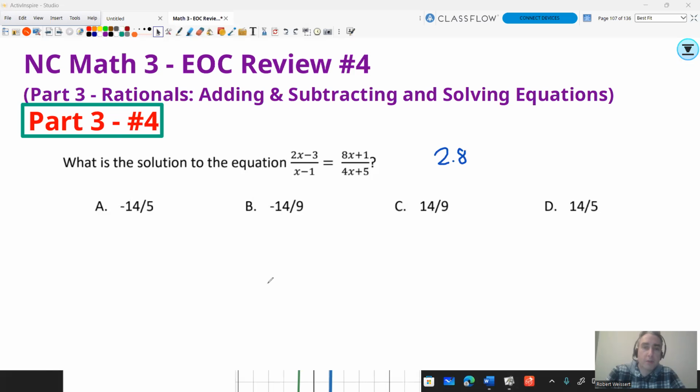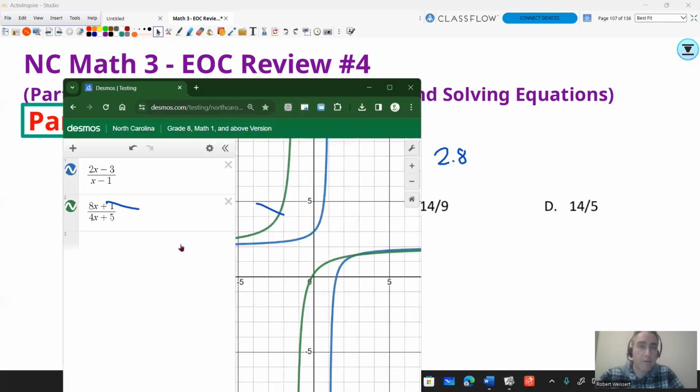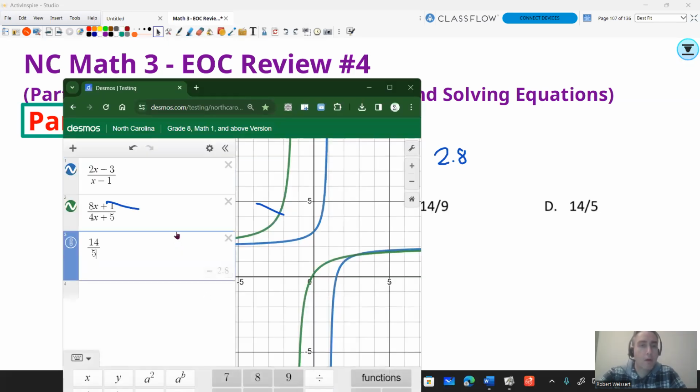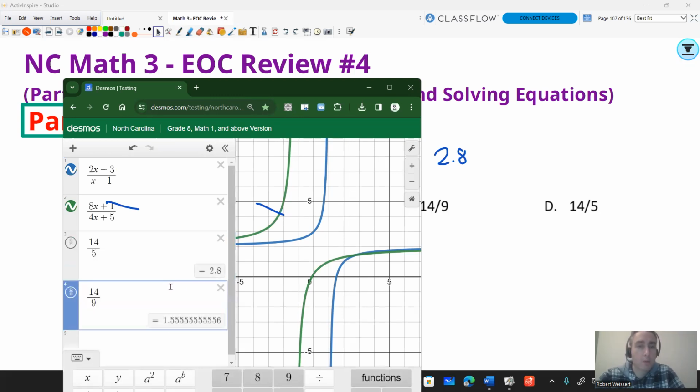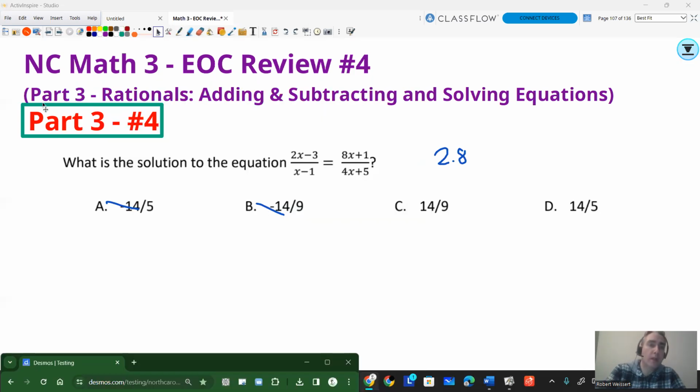And one of these fractions would give you 2.8. Obviously, it's positive, so we can rule out the negatives. So it's one of those two. And if you do a little division, you can figure out that it's going to be 14 divided by 5 versus 14 divided by 9, which is going to be 1.555. So it's going to be 14 over 5. And that's a pretty simple one if you're doing it using a graph.